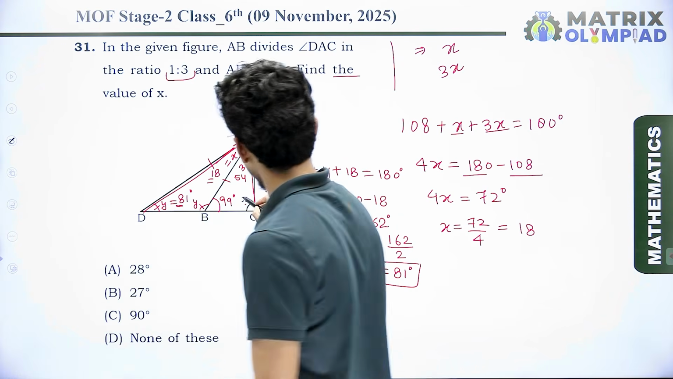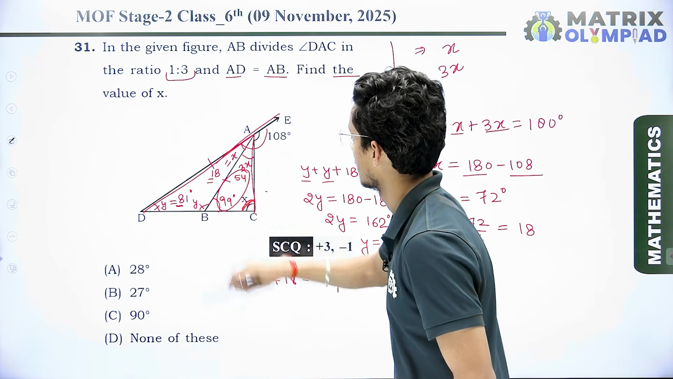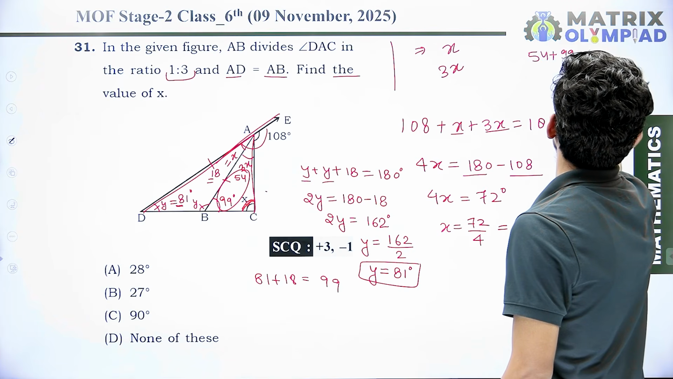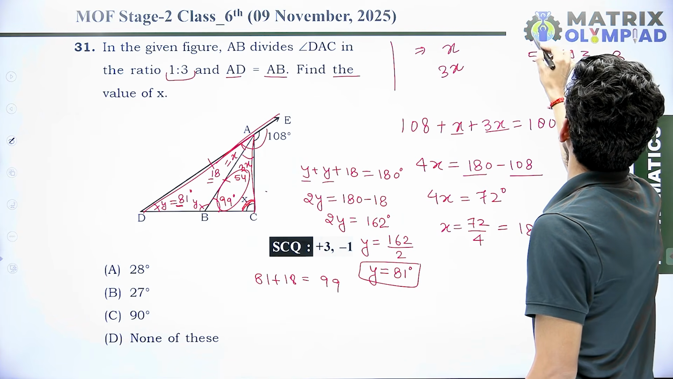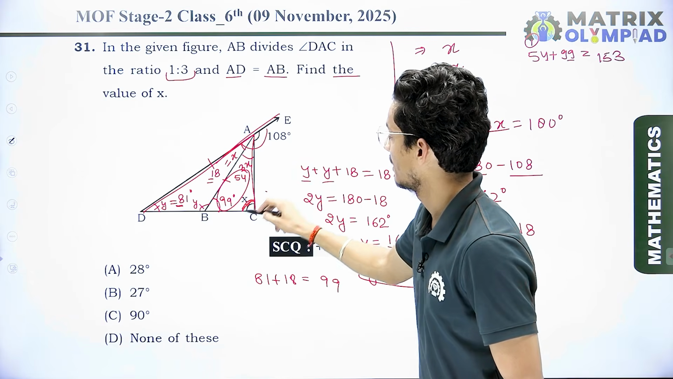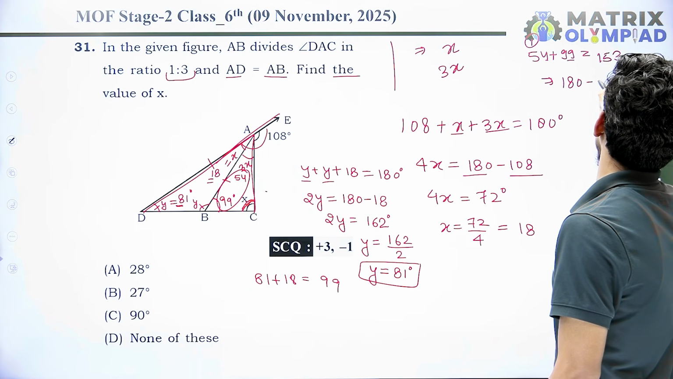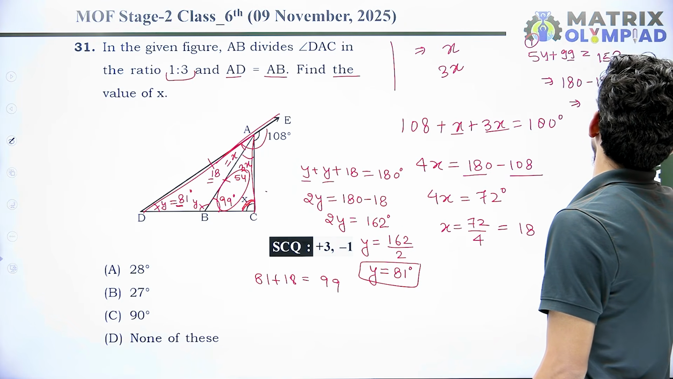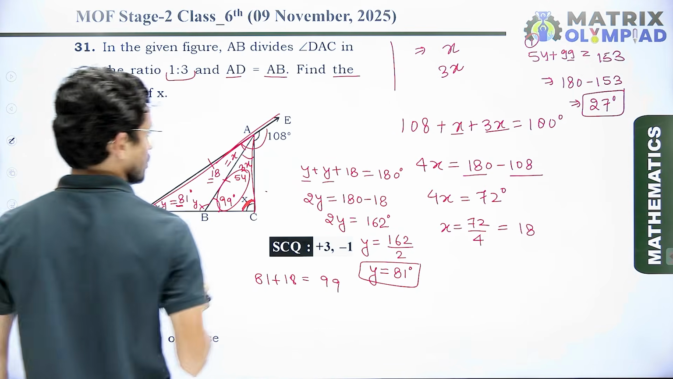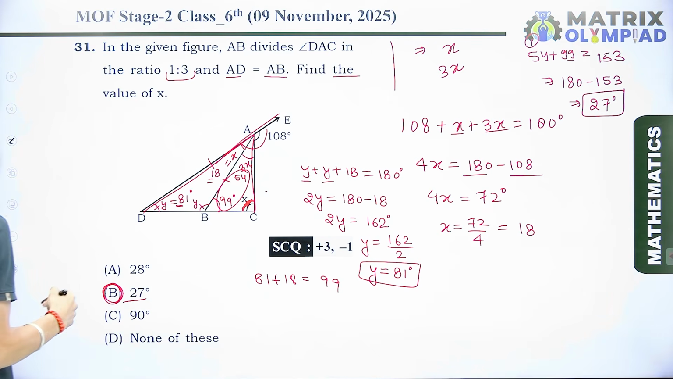So now we have to find this angle. So we can say that 54 plus 99. So here I can write 54 plus 99 is equal to 9 plus 4 is 13, carry 1, 9 plus 1 is 10, or 153. So here we have the interior angle of a triangle is 180. So I can write here 180 minus 153. So here we can say that 27 degrees. So the value of x here we get is 27 degrees. So it means option number B is the correct answer over here.